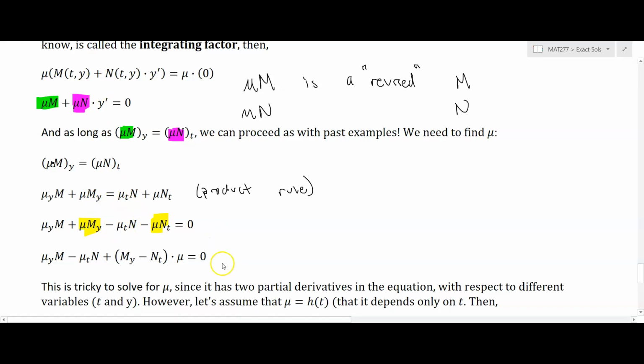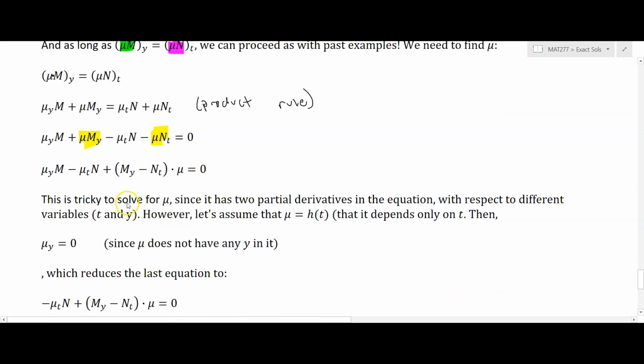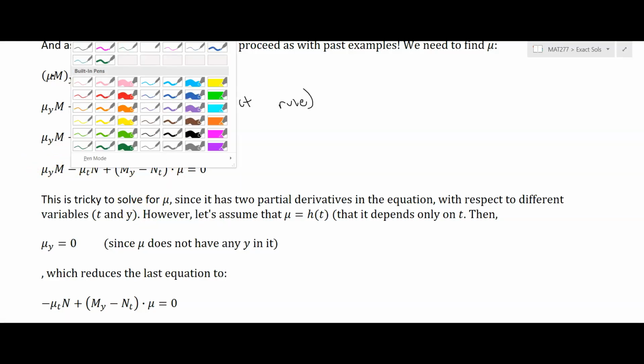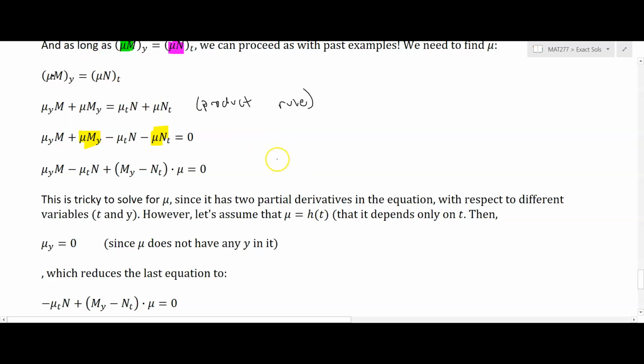But wait a minute, this is too complicated. This is really tricky to solve for mu. I have two partial derivatives in here. So this is a really nasty differential equation. I'm sorry to use that terminology. I know nobody likes to hear that something is nasty, but it really is. Look at this: this is the derivative of mu with respect to t times N, and then I have plus M_y minus N_t.